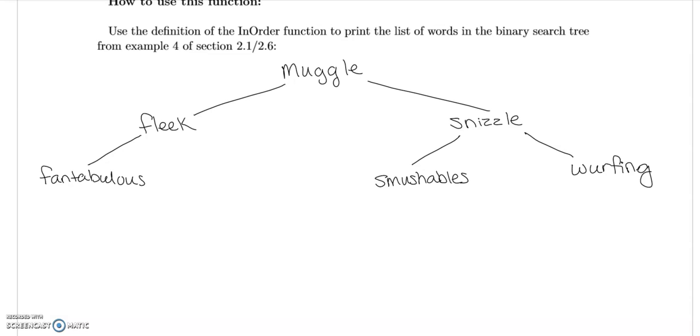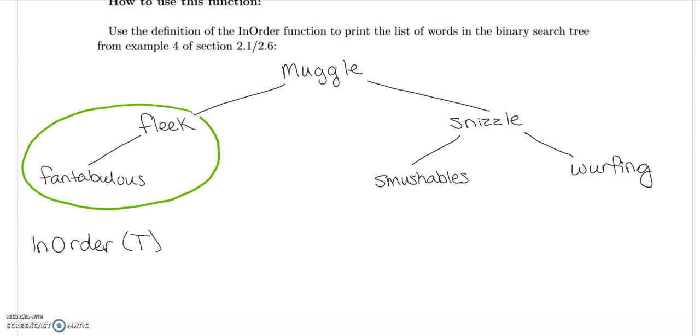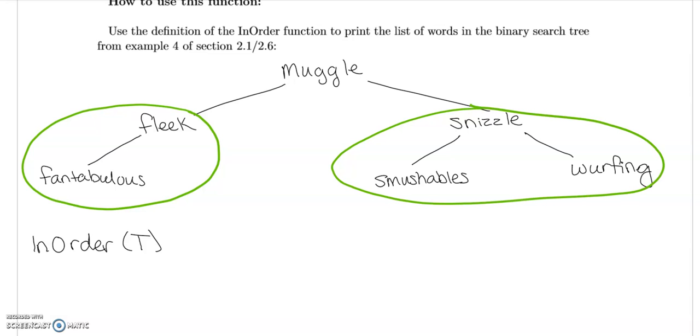We looked at this example in 2.1.2.6 where we put these words into the binary search tree, and we were looking at it in terms of a dictionary from a word processing system. We want to use the inorder function for this tree. We're going to name the entire tree T. Notice that this tree is made up of two subtrees to begin with. We have a subtree here and a subtree here, so we have a T sub 1 and a T sub 2.